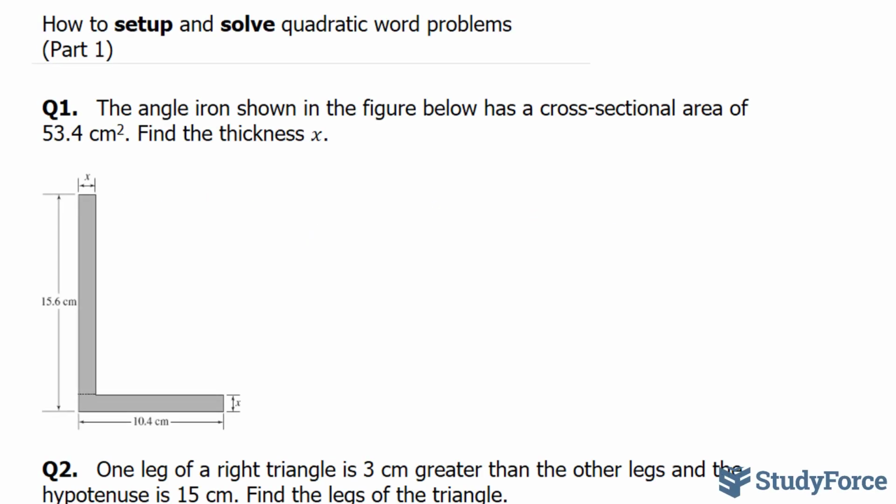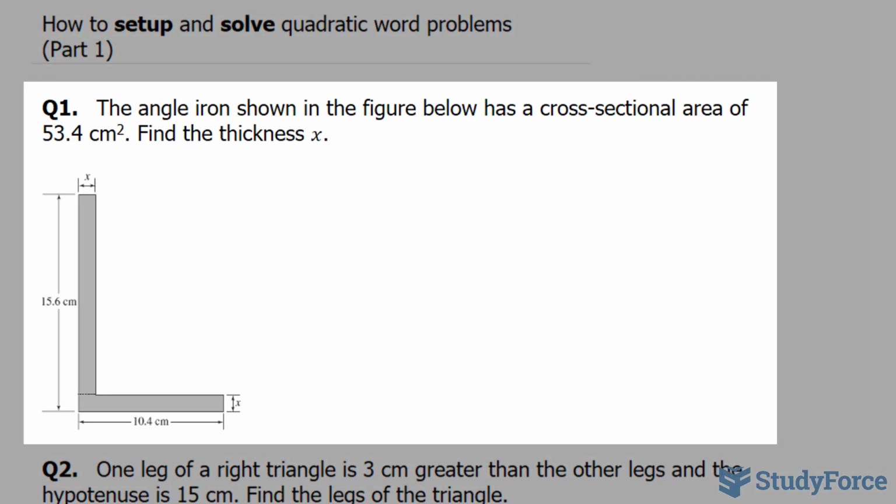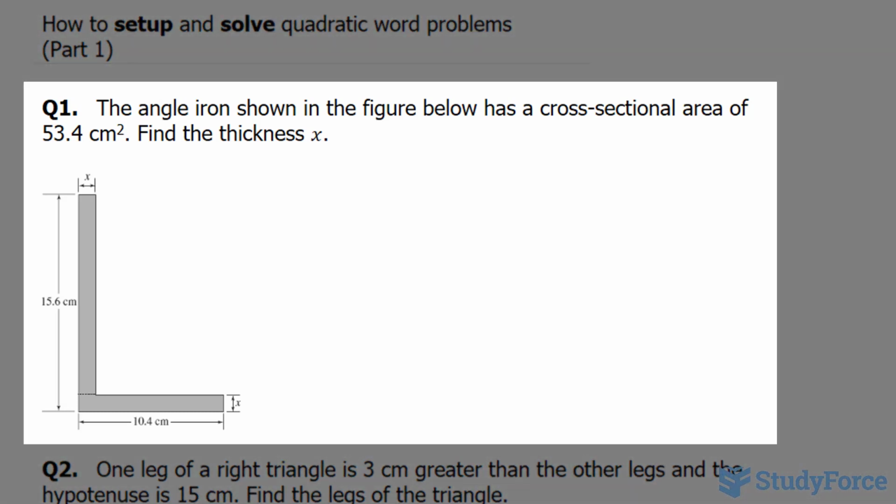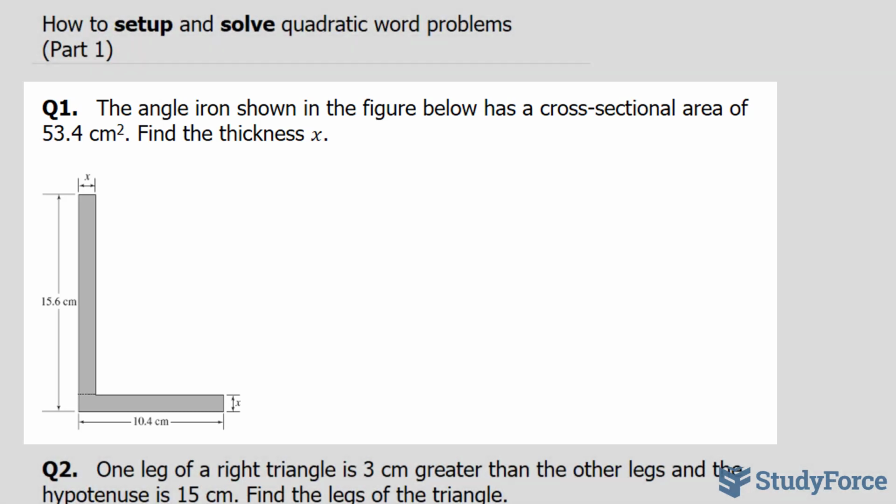In this lesson, I'll show you how to set up and solve quadratic word problems. This is part 1. The first question reads, the angle iron shown in the figure below has a cross-sectional area of 53.4 centimeters squared. Find the thickness of x.